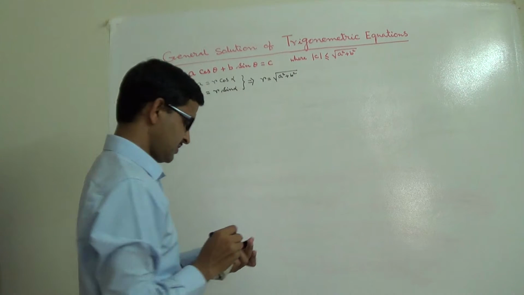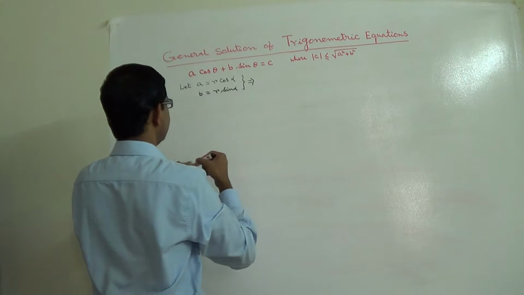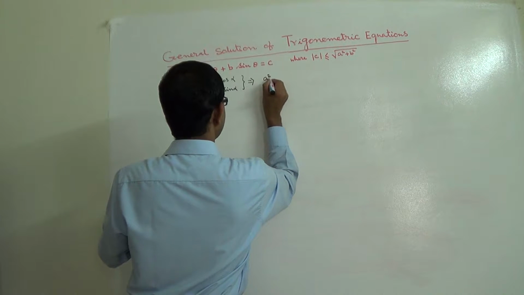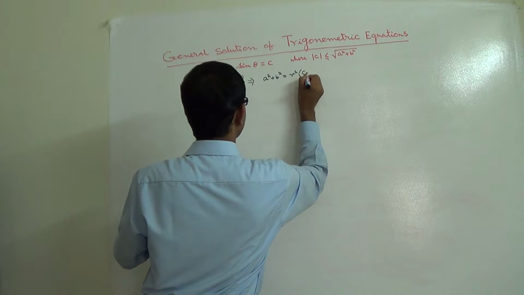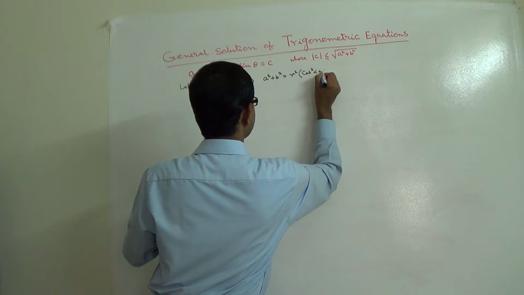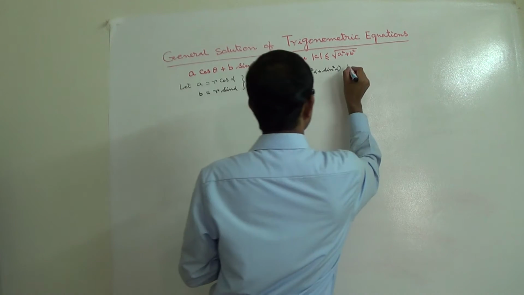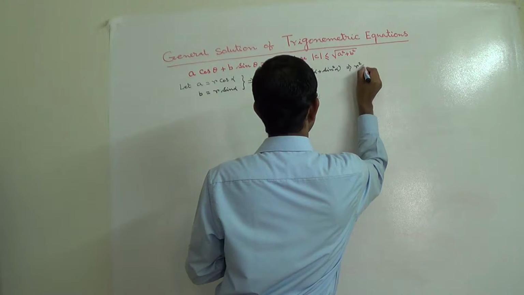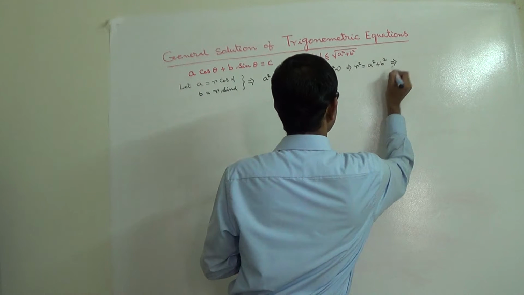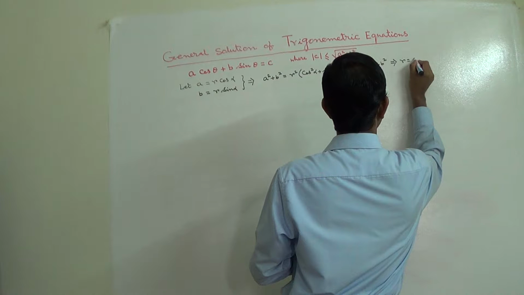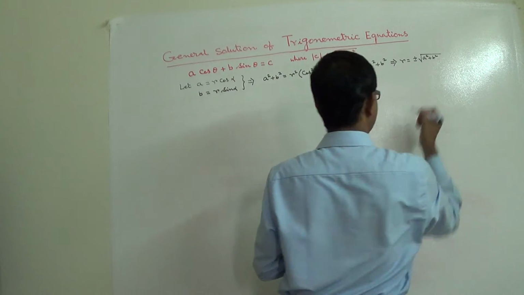Right? How? Okay, let's have a quick evaluation. Let's square both sides and add. Then what will we get? a square plus b square is equal to r square into cos square alpha plus sin square alpha. That implies r square is equal to a square plus b square. That implies r equal to plus minus square root of a square plus b square.